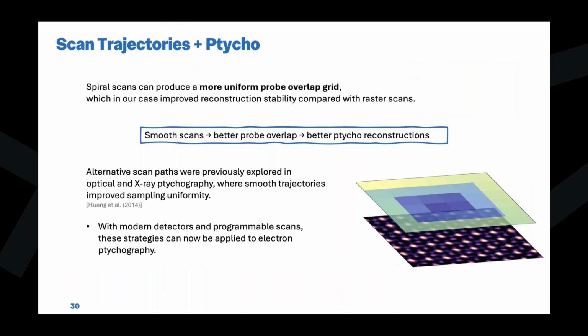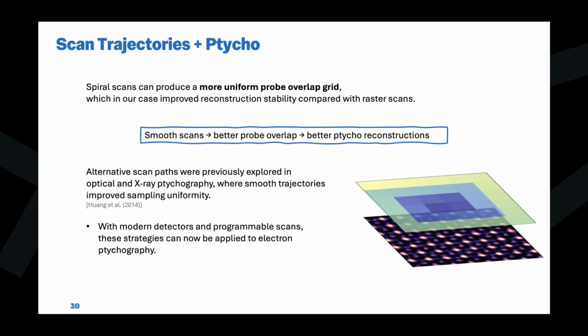So from our experiments, some brief conclusions on how scan trajectories interact with ptychography. From that BTO multi-slice reconstruction specifically, we can see that with ptychography, as long as there is enough good overlap, we can get good reconstruction.